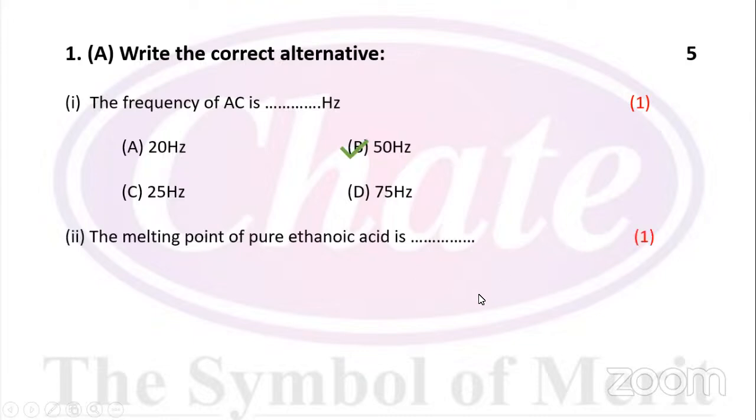Now the next question: the melting point of pure ethanoic acid is. They have given you the options 17 degrees, 19 degrees, 15 degrees Celsius, and 27 degrees Celsius. So the correct option is 17 degrees Celsius. So these are the straightforward questions.